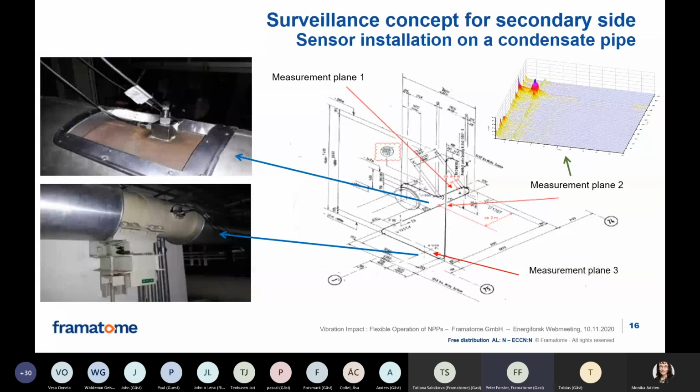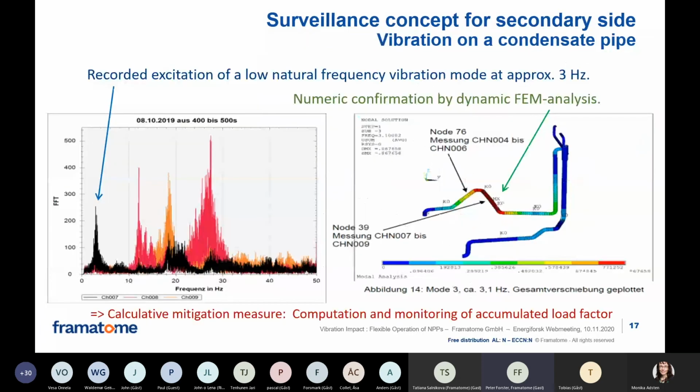And when the fluid comes to a beat or a pushing of the pipe, you get a high excitation in the region of 3 Hertz. That is the natural frequency of this pipe, and you see this red mountain, which leads to high vibration levels that could be observed by this instrumentation. So the next slide gives some information on the analysis.